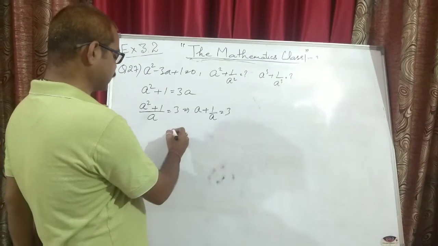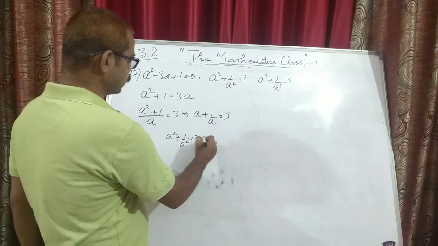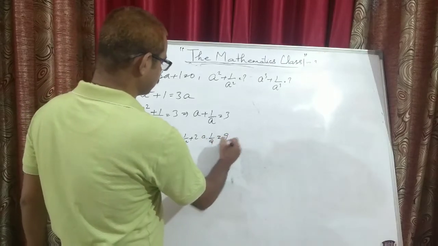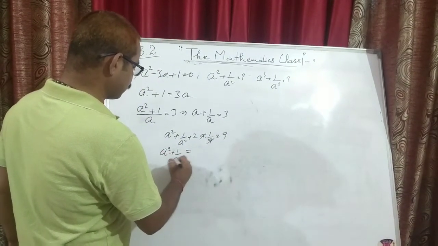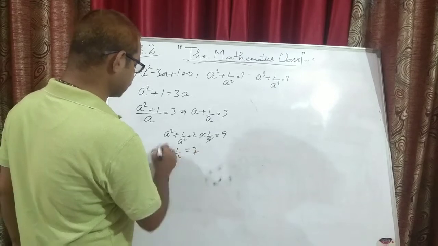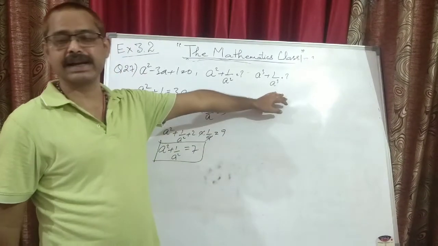Simply square both the sides. When you square both the sides, a square plus 1 upon a square plus 2 into a into 1 upon a is equal to 9. This and this cancelled. So it became a square plus 1 upon a square is equal to 9 minus 2, that is 7. First value you got. Similarly, you will cube it and you will get the value.